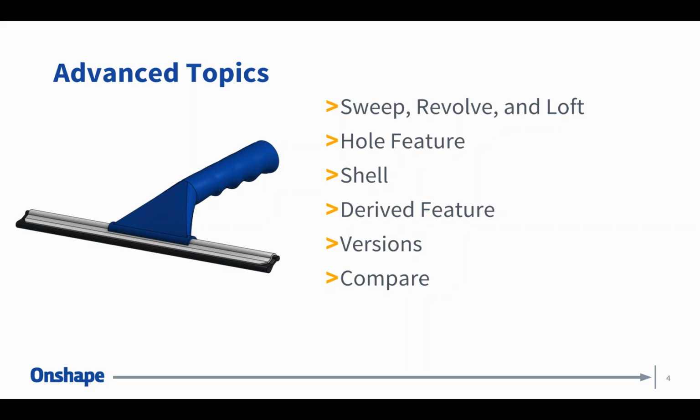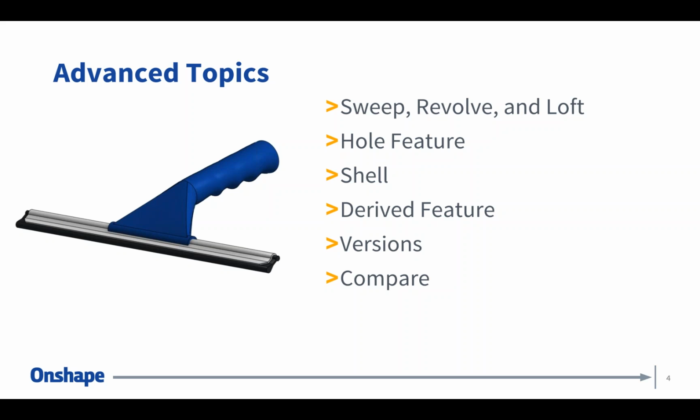Also, shell, another very common question, another very commonly used feature, and of course, we have that built right into Onshape. I'm going to walk you through that. Then I want to get into derived features. The idea behind it is the ability to insert a part into a part. And I'm going to show you some examples where this can really come into play. But it's very powerful functionality that allows you to build around other things very easily. The last 2 things are very similar in functionality, and that's versions and compare.